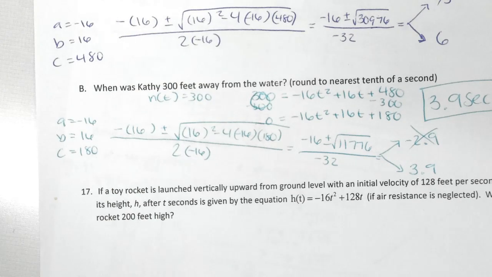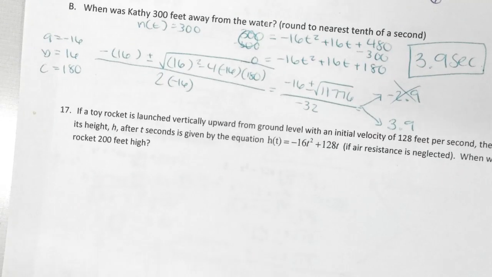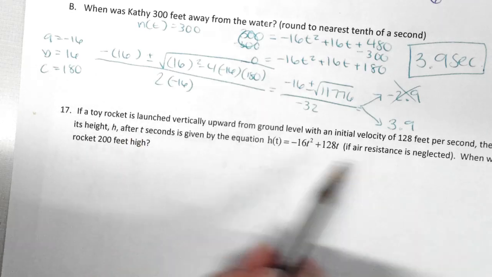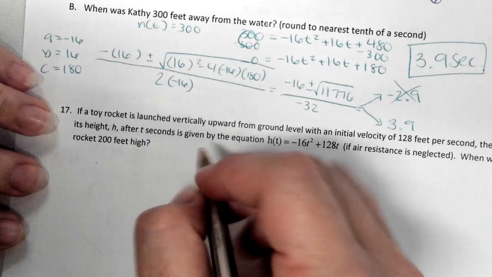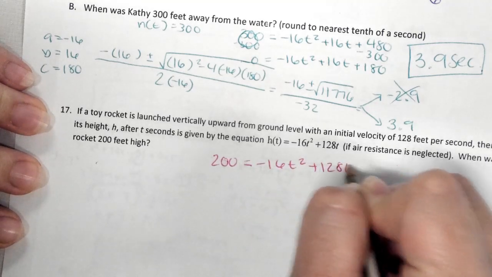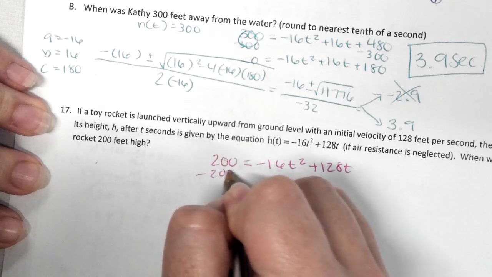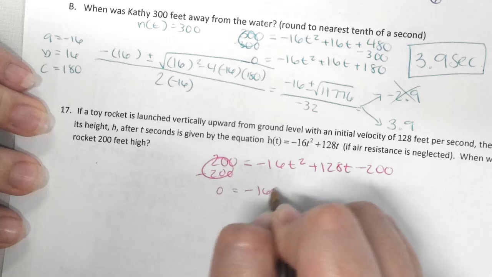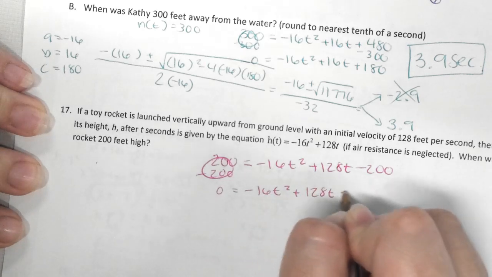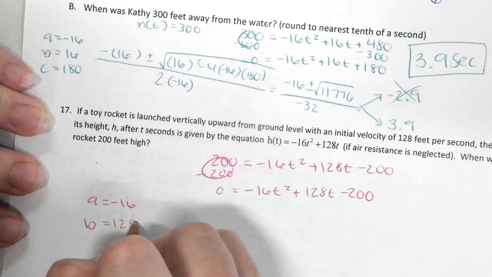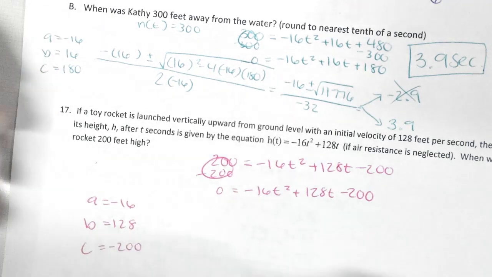Okay, last one says if a toy rocket is launched vertically upward from the ground level with an initial velocity of 128 feet per second, which is already in there, yada, yada, yada. It says, when will the rocket be 200 feet high? So I want to know when 200 equals negative 16t squared plus 128t. There's no c, which is fine. So minus 200, minus 200. And I get 0 equals negative 16t squared plus 128t minus 200. So A is negative 16, B is 128, and C is negative 200.